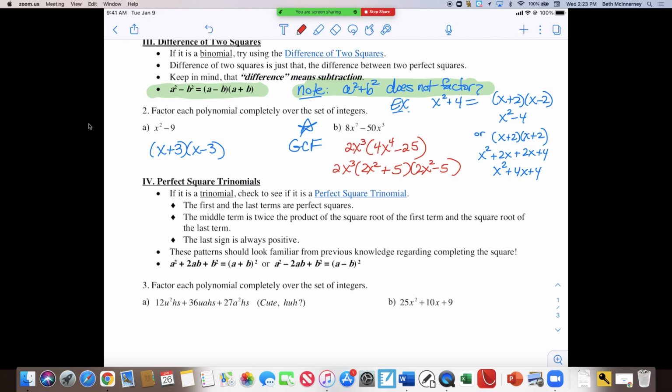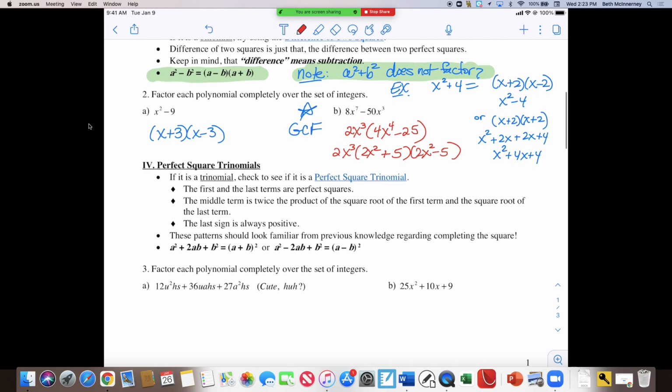Roman numeral 4, perfect square trinomials. You can live by never doing a perfect square trinomial. However, it makes your life easier if you'll recognize them. And you will notice it on the homework.